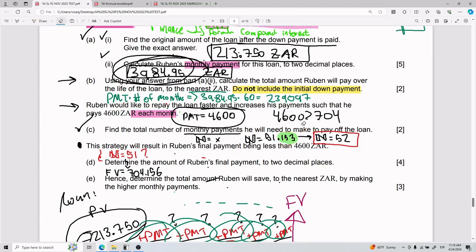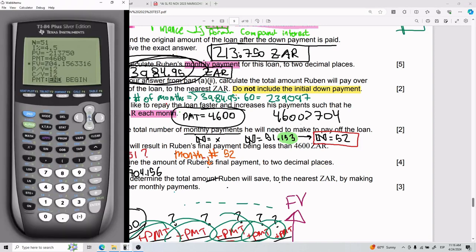And so now this was for the 50, from 0 to 51 months. And now I can calculate month number 52. And so for month number 52, to make Ruben's final payment, you need to plug in values in a pretty special way. Because we're talking about just 1 month, big N is going to be 1. Your percent is still the same. Your present value is how much you owe at this last month. So it's going to be 704.16. Your PMT is what you're trying to find.